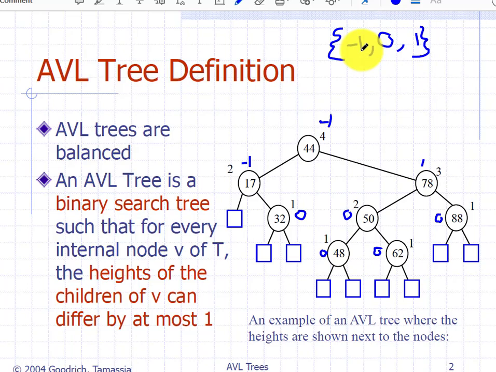This is an example. If we had any other integer, maybe a height factor of 2 for this particular subtree, maybe for the node 78 it was a height factor of 3 or a height factor of 2, then you really can't say that this is height balanced. Okay, I hope that gets across.